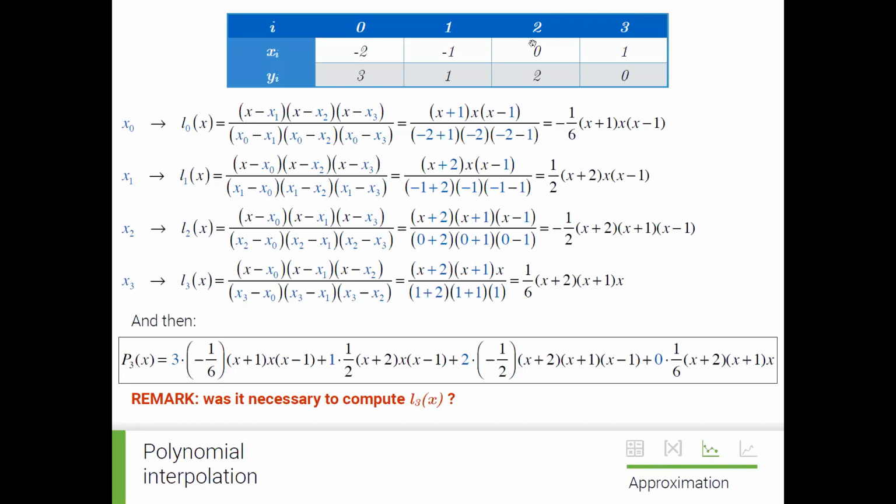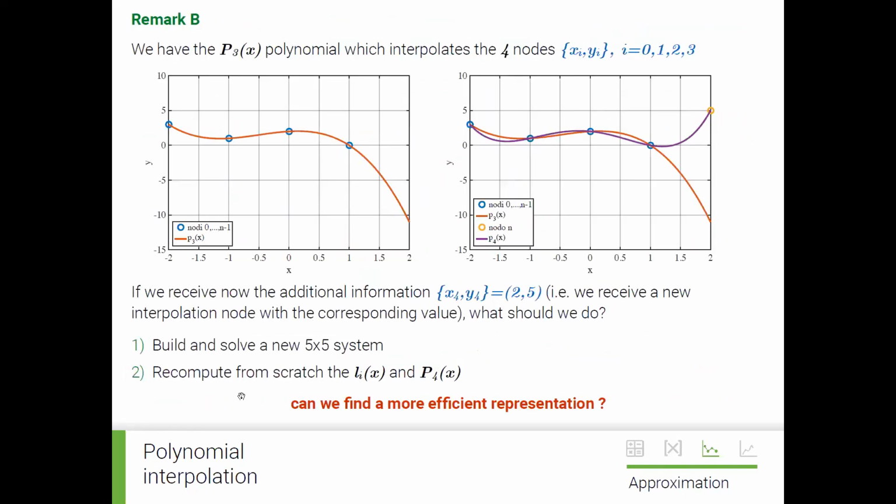So this one is clear. If you add 1 row, 1 node, any of them, it changes, because it depends on these nodes. Here we computed for 4 nodes, but when we add one, it will be 5 nodes. And it will be another one. So that's why here it is written: recompute from scratch the Li and the P4. Now this is not the P3 polynomial, it's the P4 polynomial.